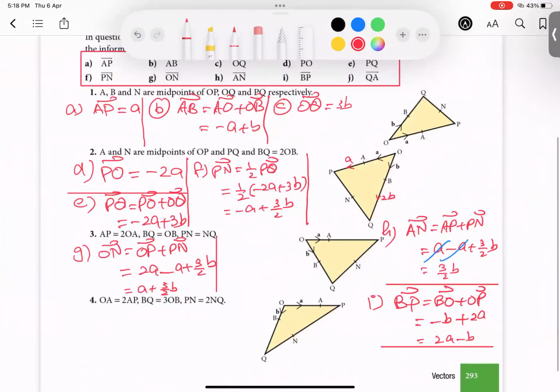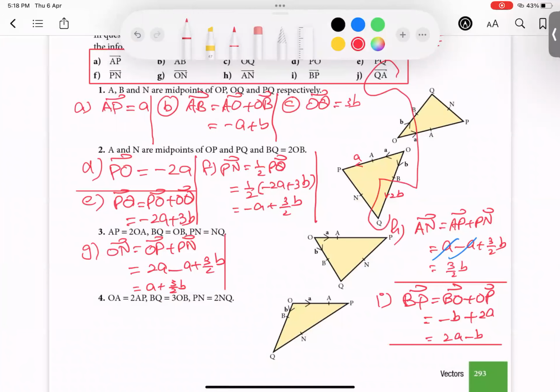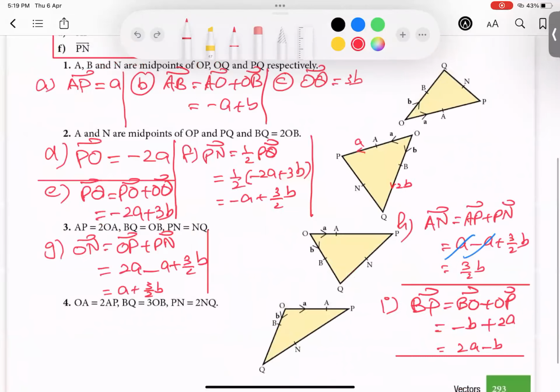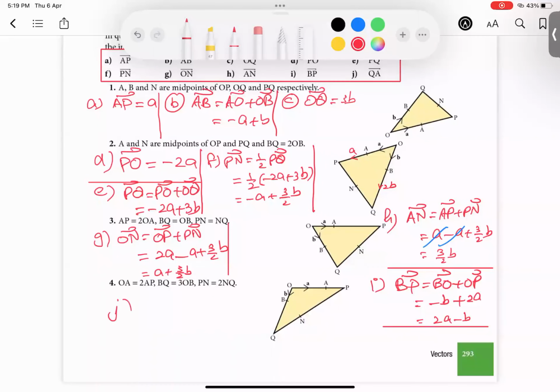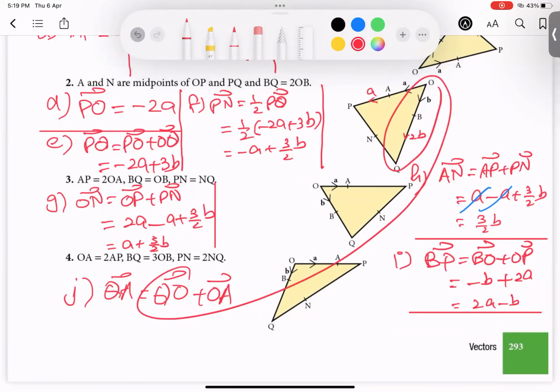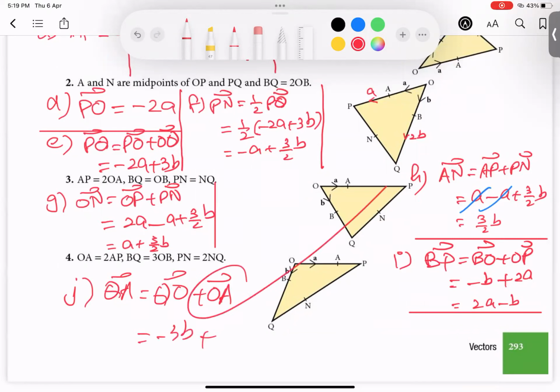Last part, QA. Wait a minute, where is it? Q to O, O to A. That's it. So I'm doing it here, J part. Q to O and O to A. And what is Q to O, students? Going backwards, so negative 3B, and OA is small a. So leave it in order. I think all points are very clear.